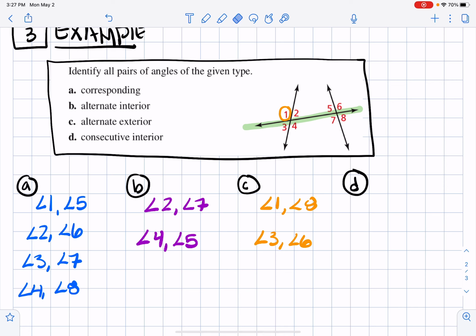Okay, and then lastly, it says consecutive and interior, so I'll go green. So consecutive interiors, let's start with angle 2. Angle 5 would have to be the one to match up with that. So 2 and 5 are consecutive interior. Another option you could have said would be 4 and 7. Angle 4 and angle 7.